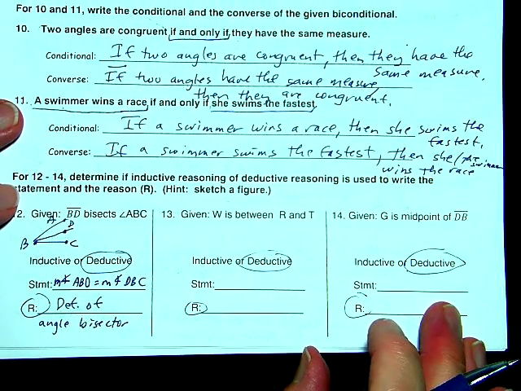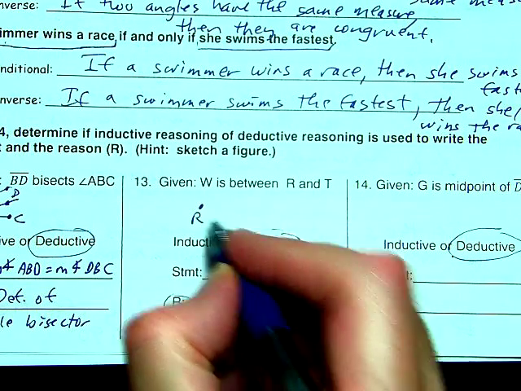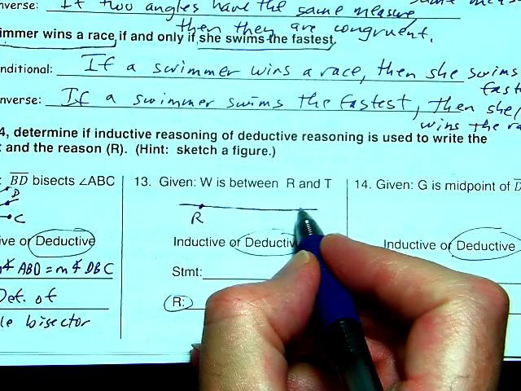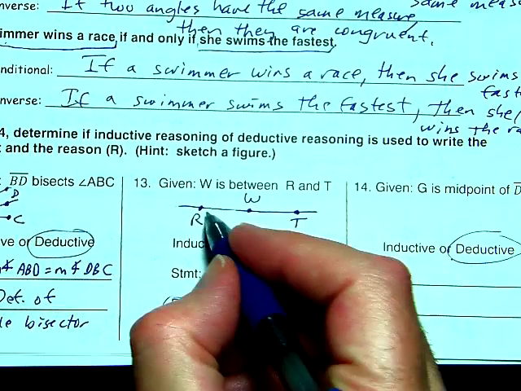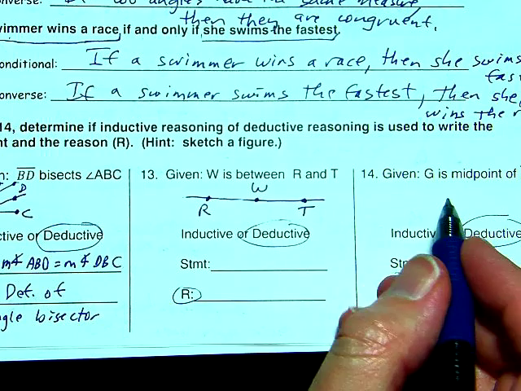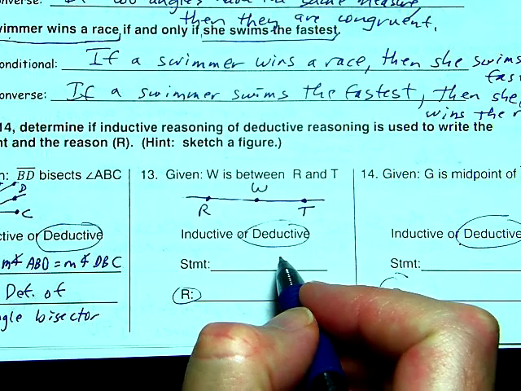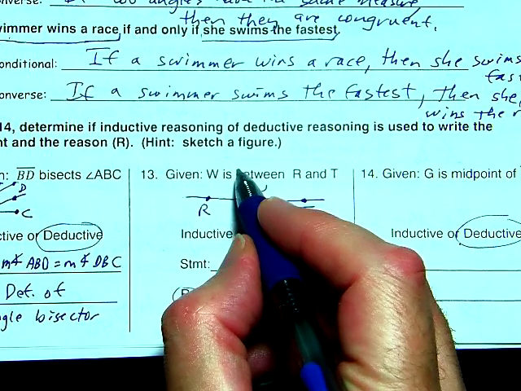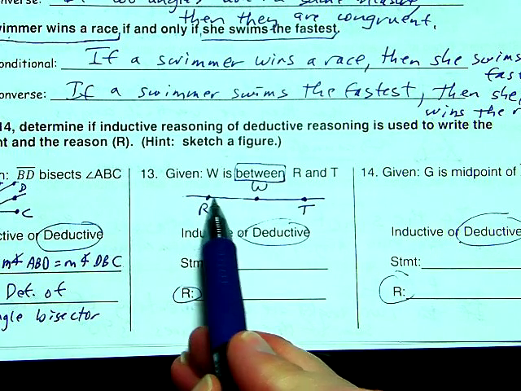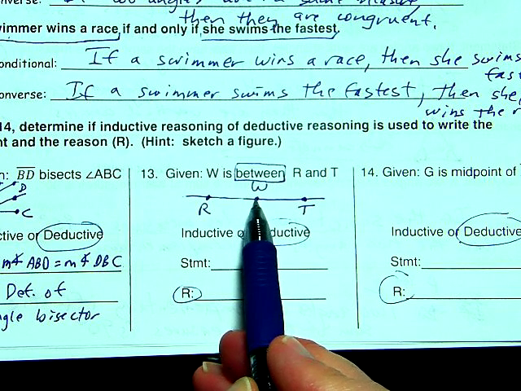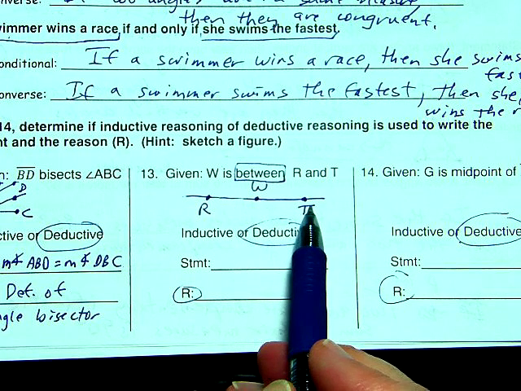Point W is between R and T. So let's sketch this out. We have R and T, and we have W between them. Well, I've sort of made it look like W is midway between them, but we don't know that. All we know is that W is between them. It could have been over here. It could have been over here. Well, the definition of being between geometrically has a very specific definition. It means that the distance from R to W plus the distance from W to T is exactly the same as the distance from R to T.